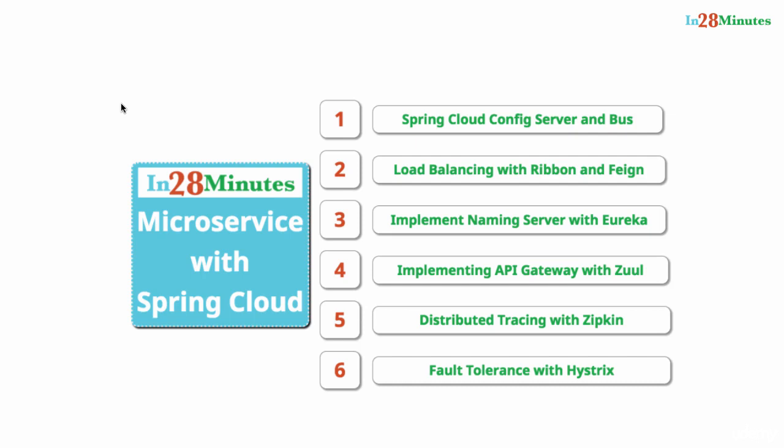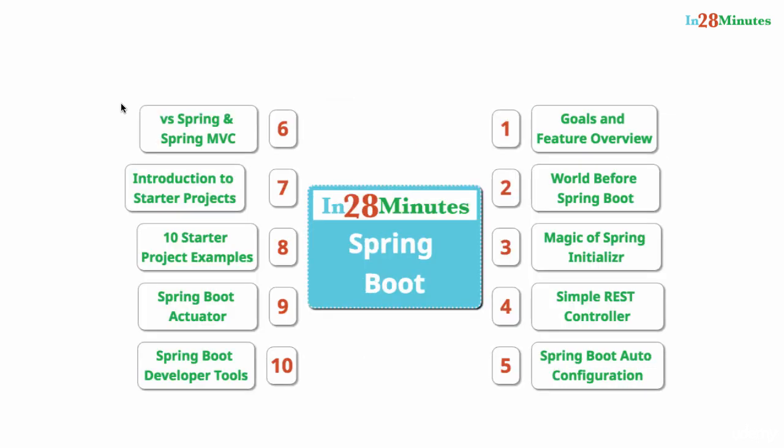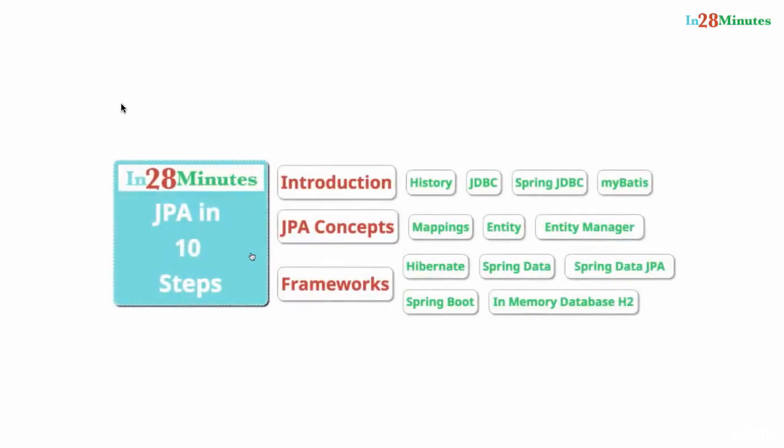One of the main challenges with microservices is visibility into what's happening with the microservice, what's happening in the background. We would implement an API gateway with Zuul and also distributed tracing with Zipkin to get more visibility into the microservices. We would make our microservices fault tolerant using Hystrix. In the appendix of the course, we have introduction sections to Spring Boot and JPA.